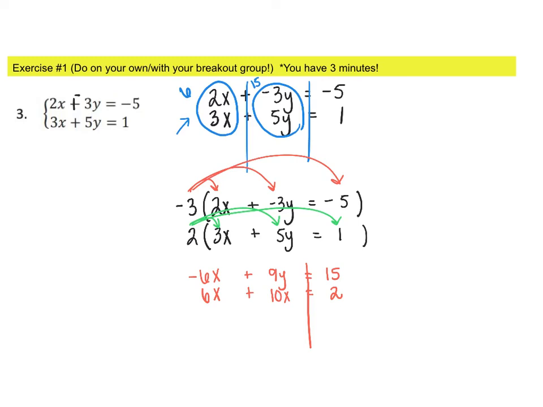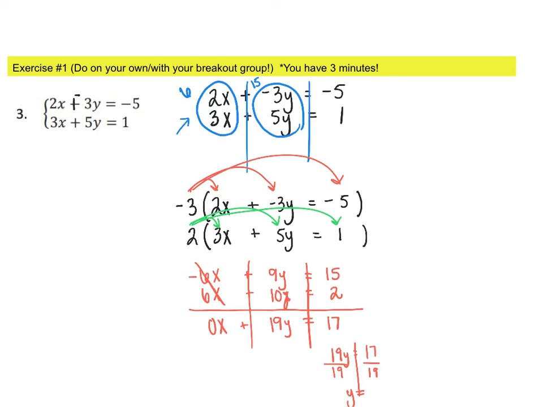Negative 6x plus 9y equals 15, and 6x plus 10y equals 2. That is supposed to be a 10y. When I add these up, I'm going to eliminate my x's. So this becomes 0x plus 19y equals 17. So now I have 19y equals 17. Divide by my coefficient of 19. And I get y equals 17/19.